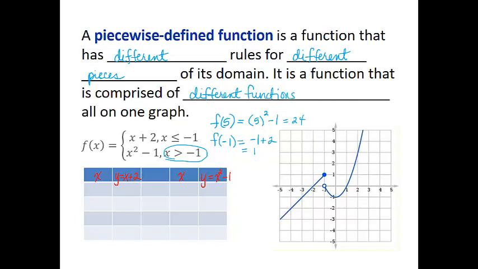Now the thing about this is I can't just go and randomly choose values for x for these two functions. I have to use the restriction that I'm given. The first rule only applies for values of x which are less than or equal to negative 1. So the only values of x that I can choose here have to be less than or equal to negative 1. And for my second piece, these values of x have to be strictly greater than negative 1.